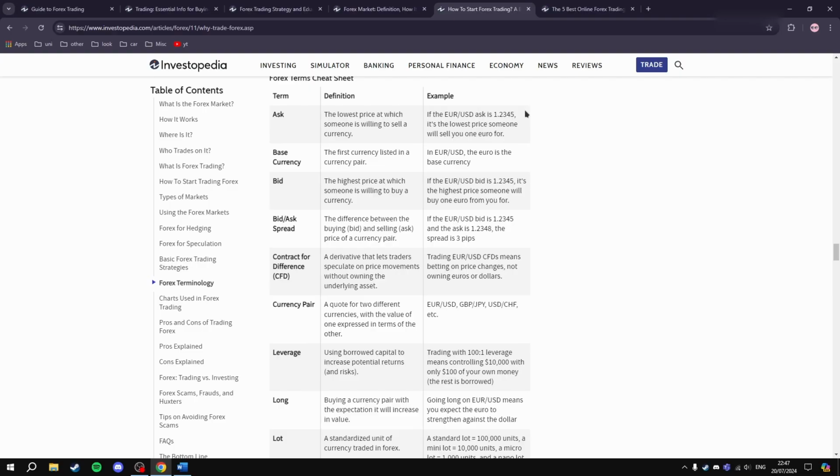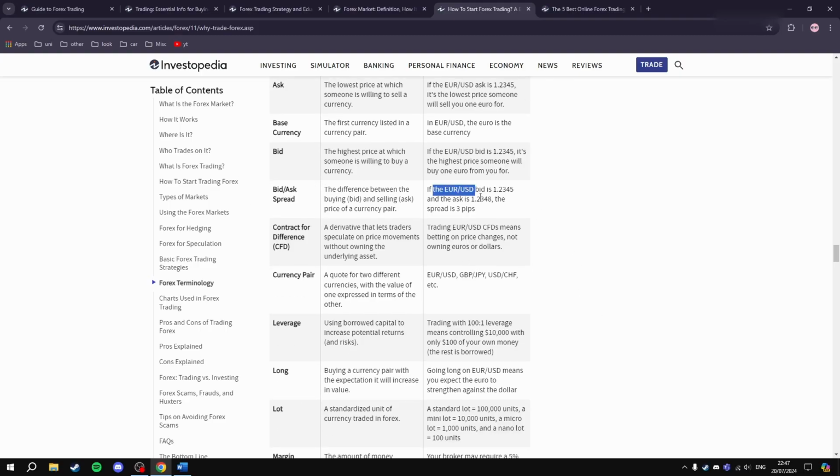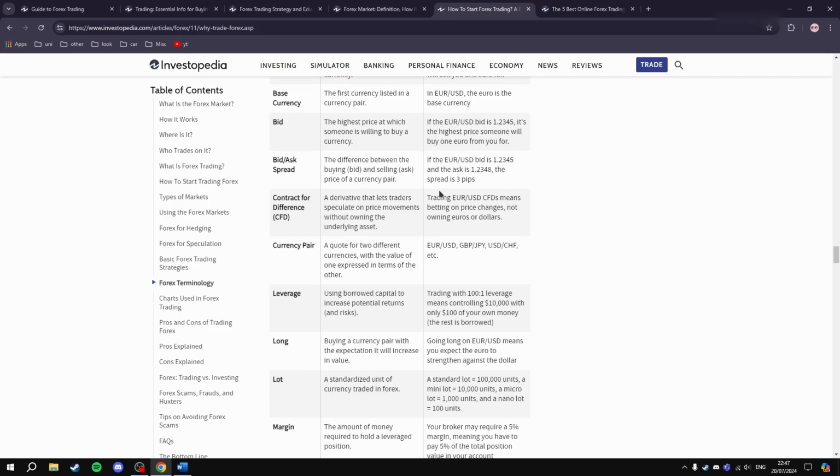Base currency: the first currency listed in the currency pair. In Euro USD, the euro is the base currency. Bid: the highest price at which someone is willing to buy a currency. So if the Euro USD bid is 1.2345, it's the highest price someone will buy €1 from you for. Bid ask spread: the difference between the buying bid and selling ask price of a currency pair. If the Euro USD bid is 1.2345 and the ask is 1.2348, the spread is 3 pips. So 45, 48, that's 3.